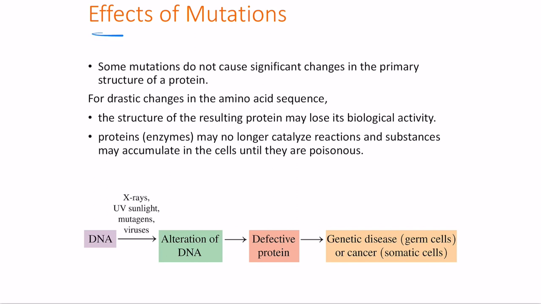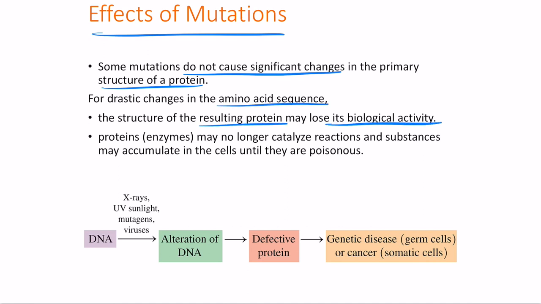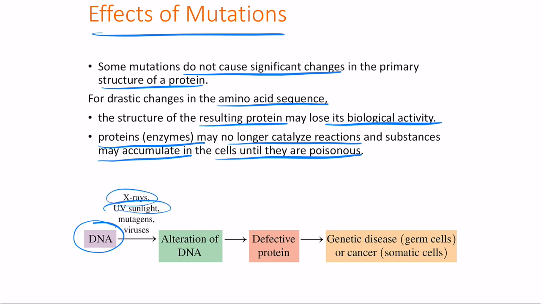So what are the effects of mutation? Some mutations do not cause significant changes in the primary structure of the protein. But for drastic changes in the amino acid sequence, the resulting protein may lose its biological activity. The proteins or the enzymes may no longer catalyze the reactions, and substances may accumulate in the cell until they are poisonous.